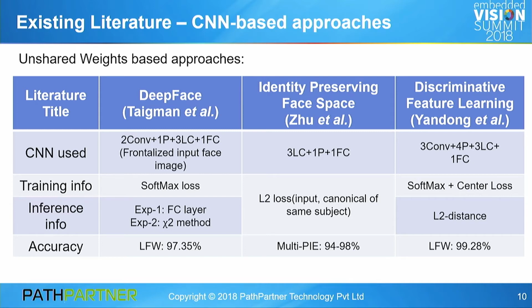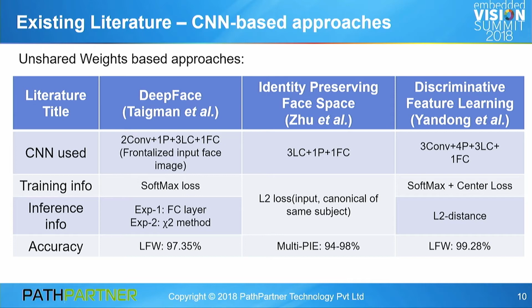During the inference time, they have defined 2 approaches. One is the weighted chi-square method, and the next is defining a fully connected layer. That is, you have a model, and you add 2 more nodes that define whether 2 images correspond to the same person or not. With this, the accuracy on LFW stands around 97.35%.